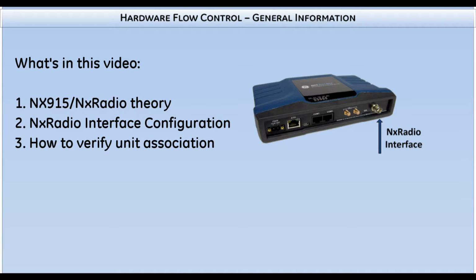In this video, I will show you how to configure the Orbit MCR's 900 MHz radio, also known as the NX915 or the NX radio interface. I'll first begin by discussing the important parameters that you should configure, what they mean to the system, and then I'll dive right into the web and CLI configuration.